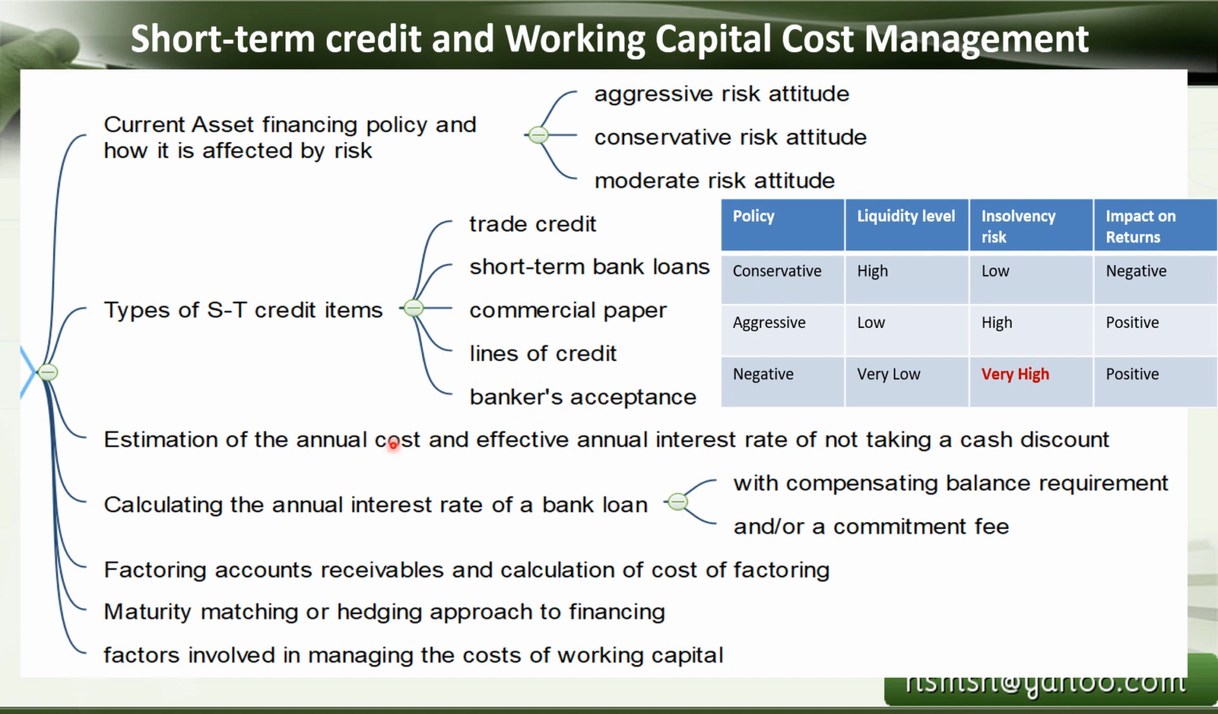Or straight away, if the cost is more, we can take the trade credit policy. We will just avoid the cash discount and still take that credit as per the supplier's credit terms. We also calculate the annual interest rate of the bank loan. A bank loan can be a simple loan.